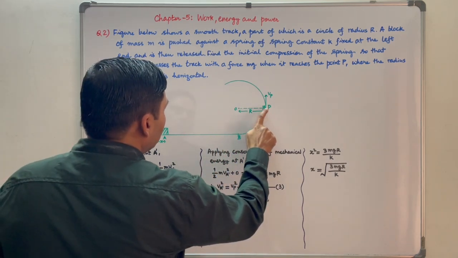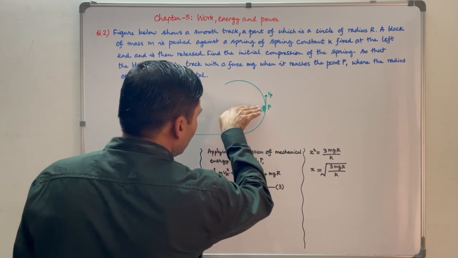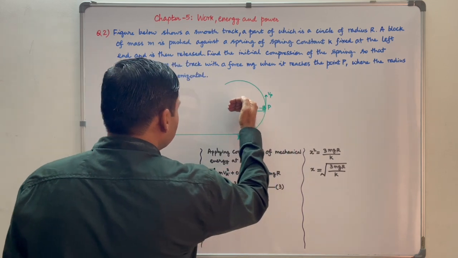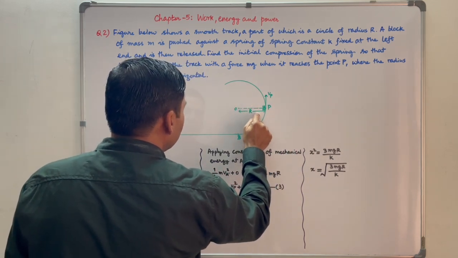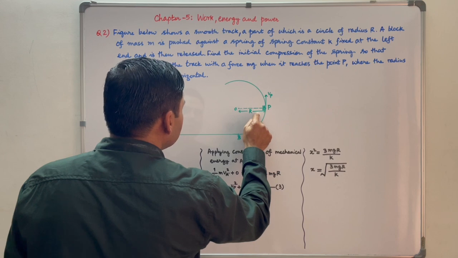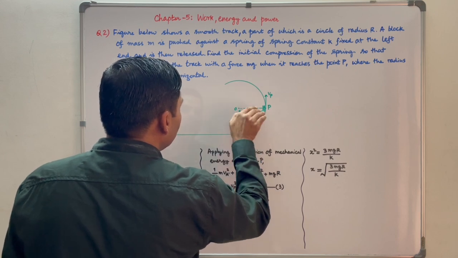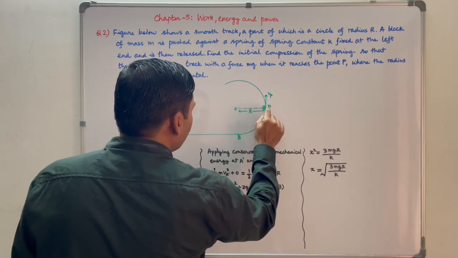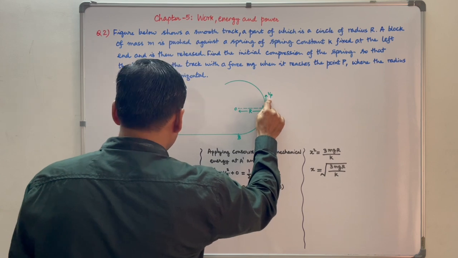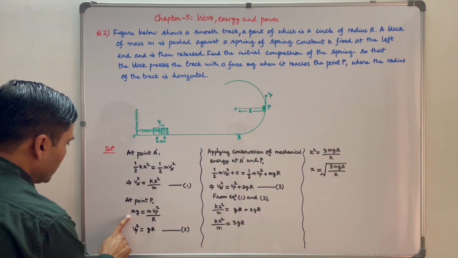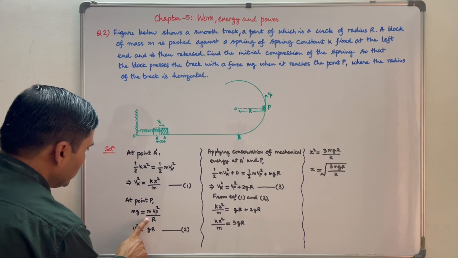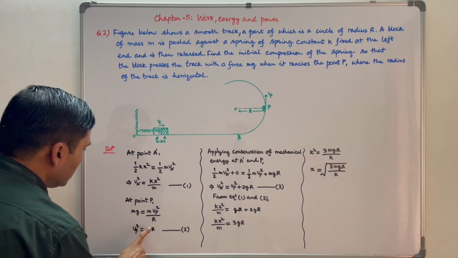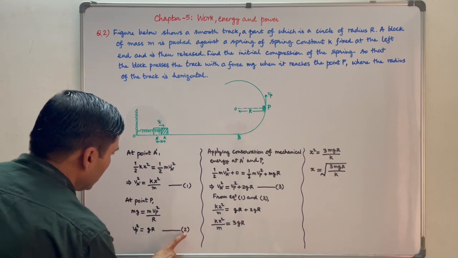At point P, block presses the track with a horizontal force mg. In return, track presses the block towards left, and that is normal reaction by the track. It is nothing but centripetal force. So we can equate horizontal force mg with centripetal force. Suppose at point P, velocity of the block is Vp. So horizontal force mg is equal to centripetal force m Vp square upon r. This gives Vp square is equal to gr. Suppose this is equation number 2.